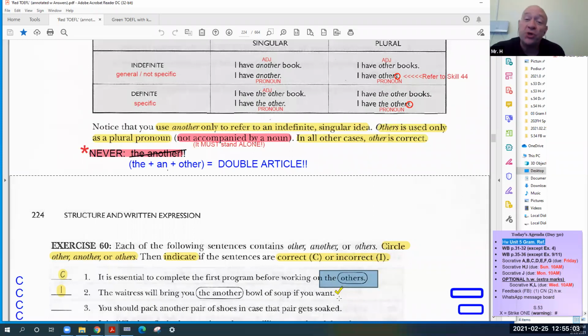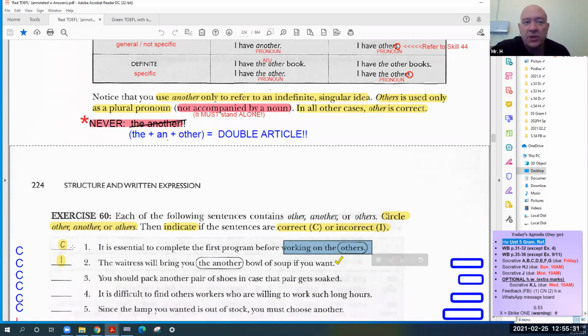By the way, what does it refer to? The others. It refers to the programs. So you complete the first program, then you work on the other programs, right? You understand? Okay, all right.